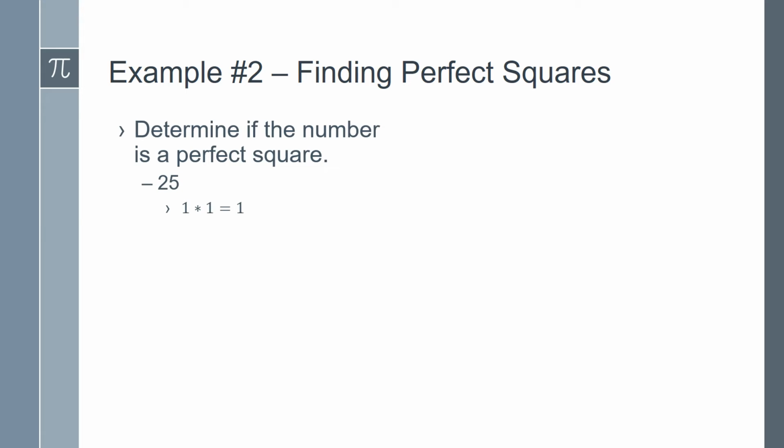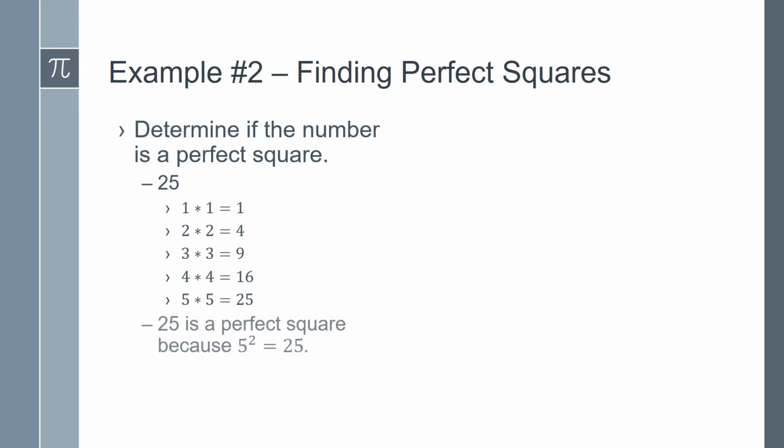1 times 1 is 1. 2 times 2 is 4. 3 times 3 is 9. We still haven't reached 25, so we have to keep going. 4 times 4 is 16. Keep going. 5 times 5 is 25. So 25 is a perfect square because 5 times 5, or 5 squared, equals 25.